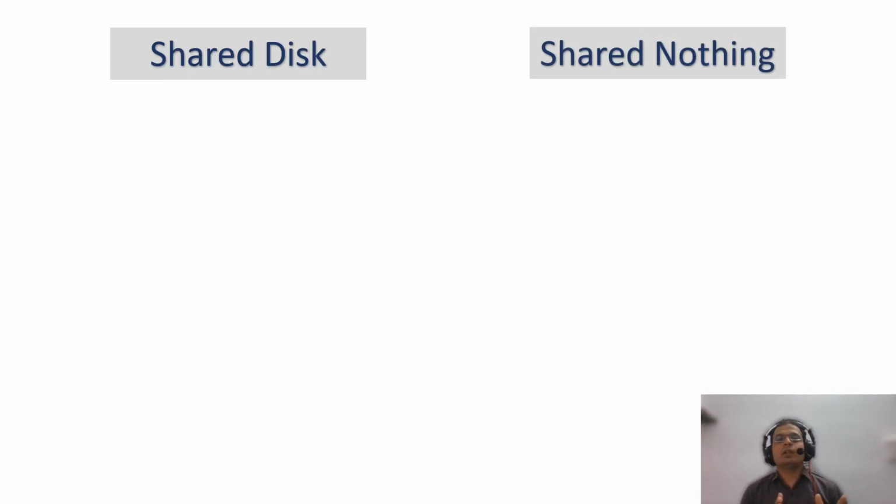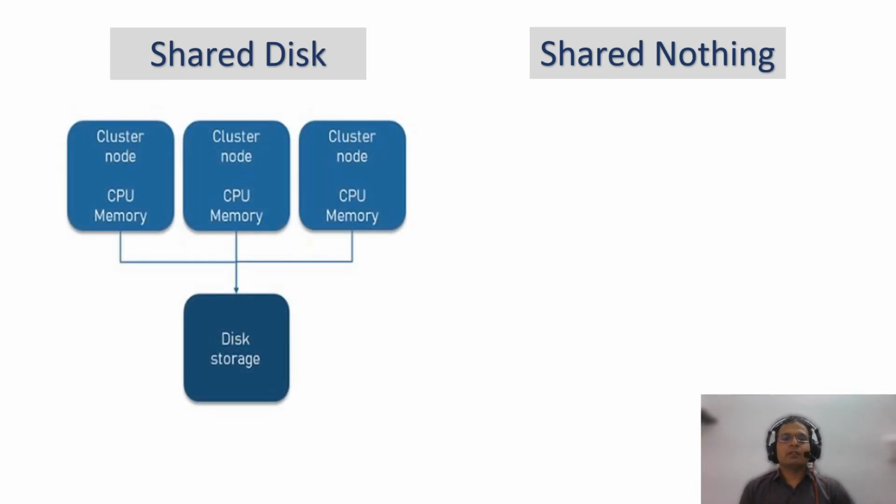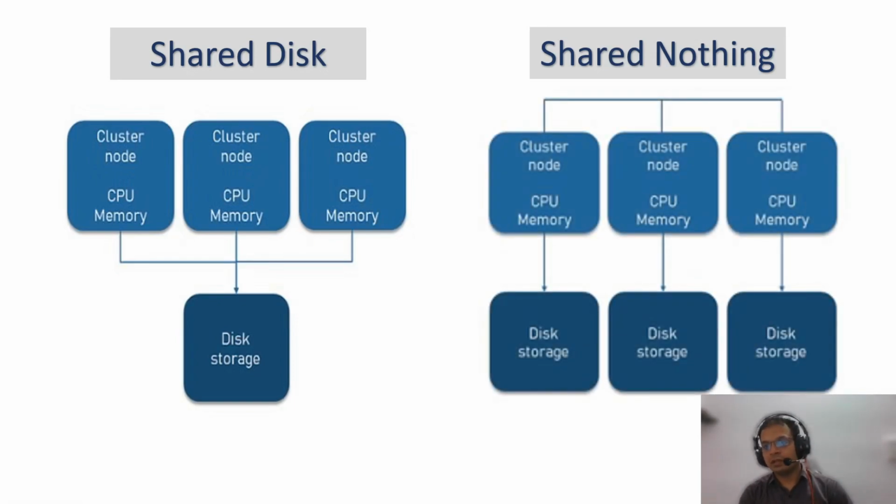So basically there are two kinds of architecture we have: shared disk architecture and shared nothing architecture. As the name suggests, it's quite simple to understand. Shared disk is whatever storage we have, that storage will be shared among the computing nodes. These are the computing nodes, or we can say cluster nodes. So all the cluster nodes will be tied to only one storage. This is the shared disk.